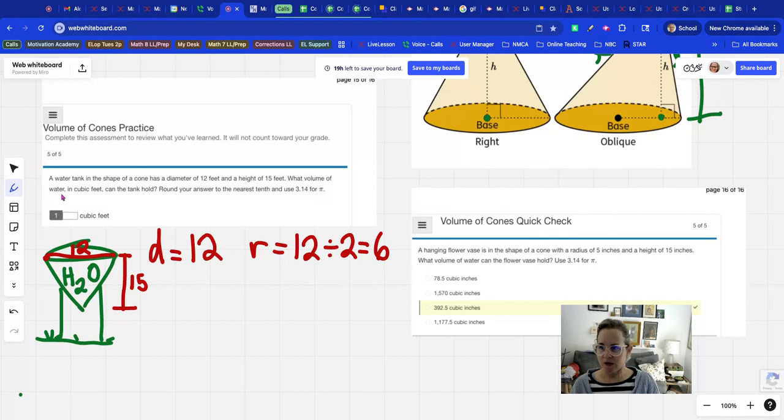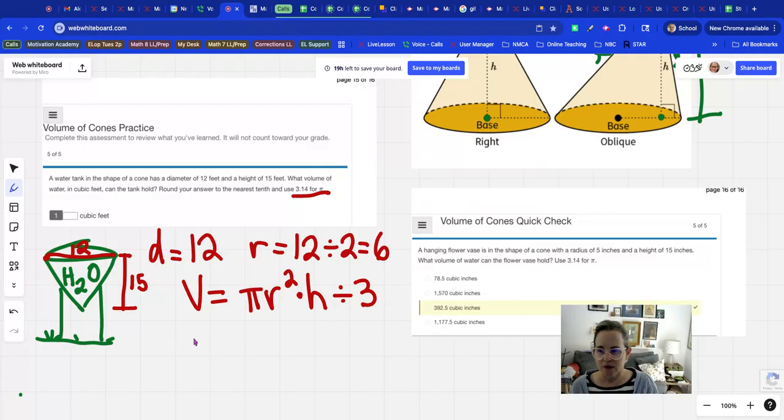Find the volume of water in cubic feet that the tank can hold. Round your answer to the nearest tenth. Use 3.14 for pi. Don't forget, if it says to use 3.14, you've got to use 3.14 or you'll get it wrong. Don't use that little pi button on your calculator. So, volume is the area of the circular base, pi r squared, times the height, divided by 3.